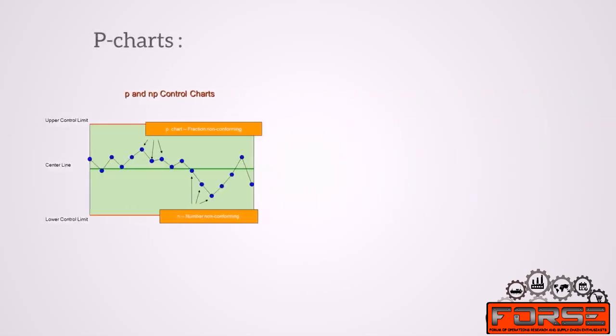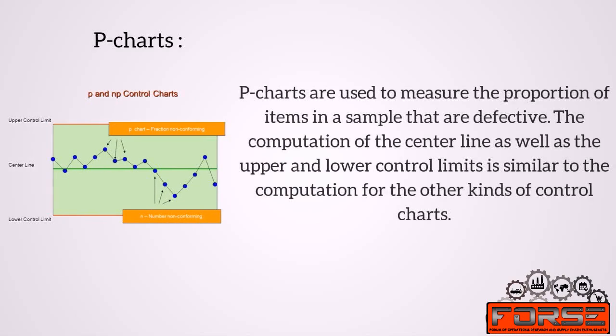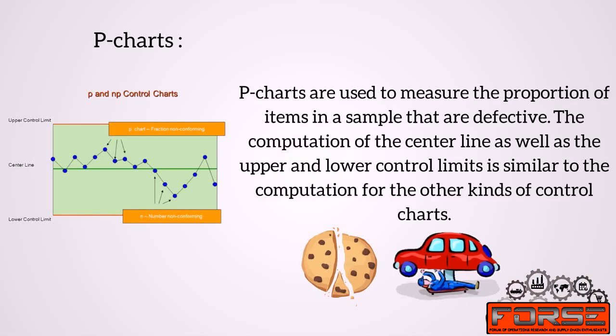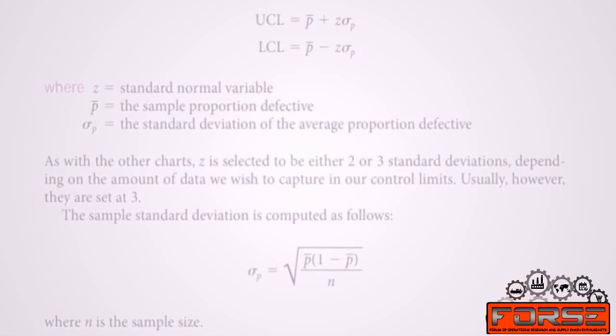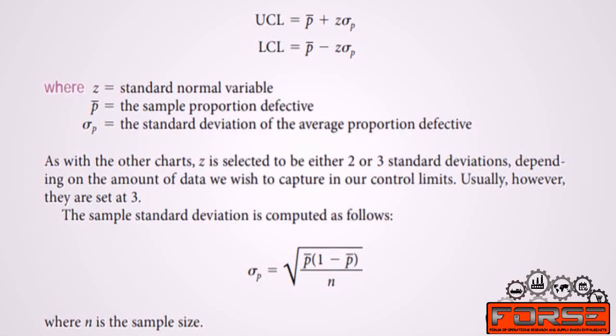Next we have the P chart. It is used to measure the proportion of items in a sample that are defective. Examples are the proportion of broken cookies in a batch, and the proportion of cars produced with a misaligned fender. To construct the upper and lower control limits for a P chart, we use the following formulae.